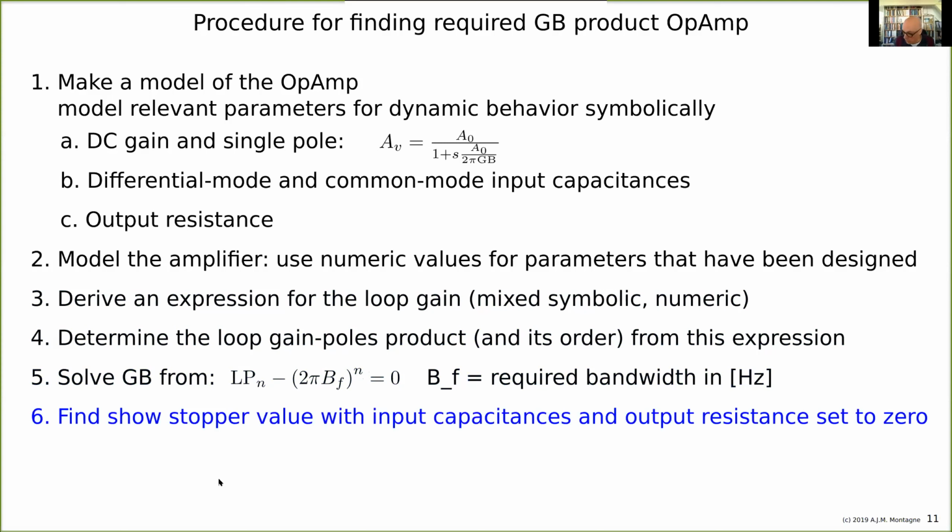Showstopper values for the gain bandwidth product. Let's say, of course, there can be other parameters of the operational amplifier that contribute to the loop gain pole product. And usually the gain bandwidth product is the one that makes it larger, but parasitic capacitances like input capacitance create extra poles. So then you need maybe a larger gain bandwidth product to achieve with that op-amp the same characteristics.